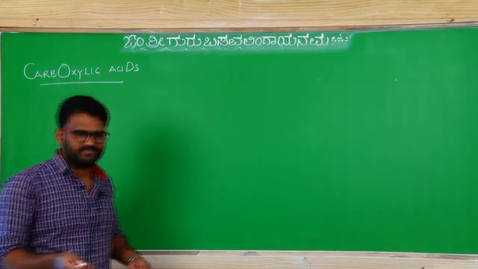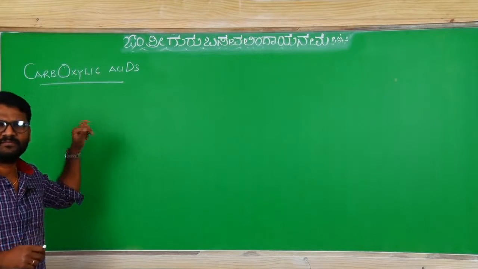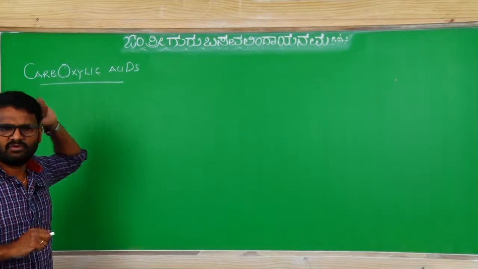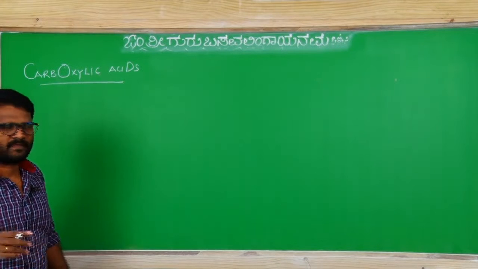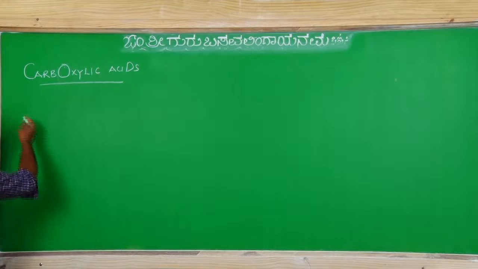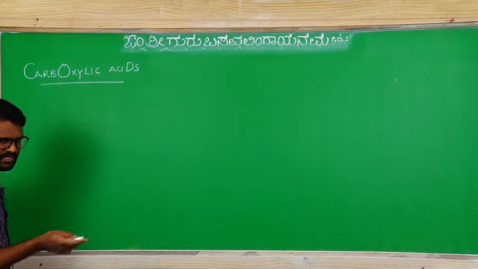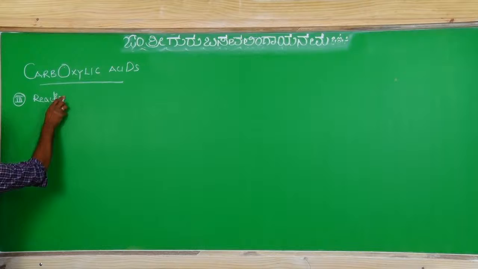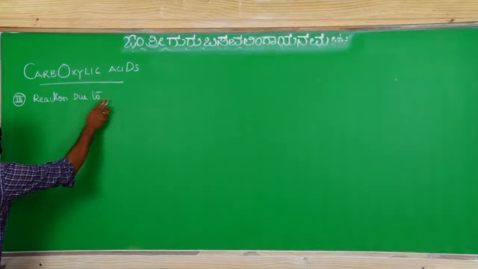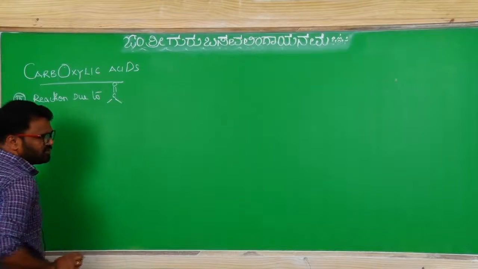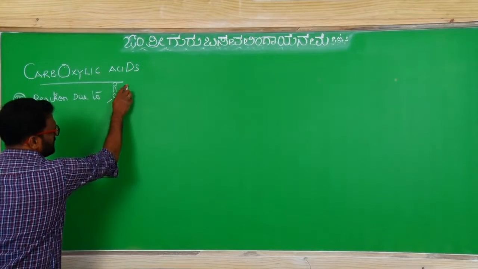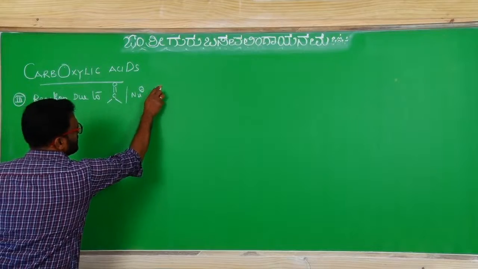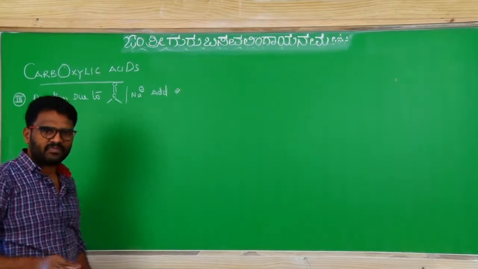Right, in the last class, where we ended was reaction with C double bond O, which means nucleophilic additions. Right, second type, third type. So for the third type, let me once again give the same reaction: chemical reactions due to C double bond O in the carboxylic group. This is what you can call nucleophilic addition in carboxylic acids.